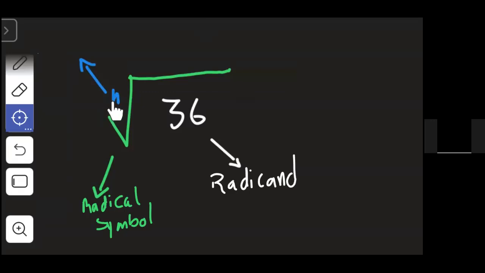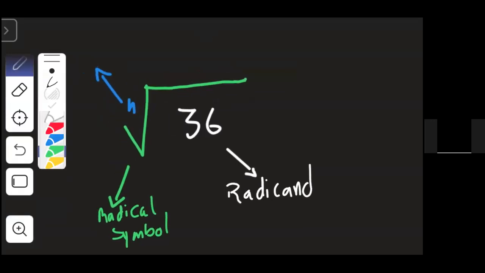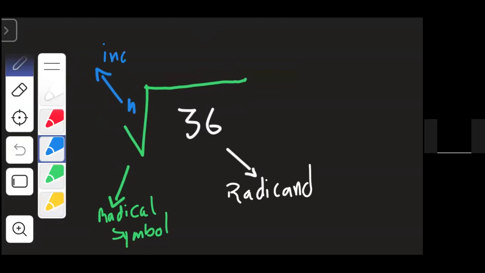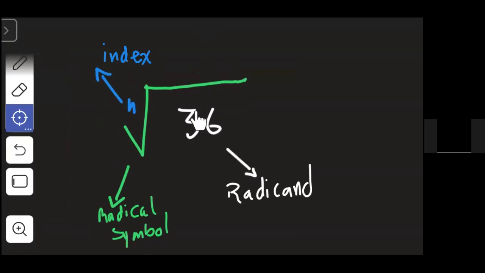And can someone help me? What do we call these little numbers here? This is called the index. I repeat: what is inside of the radical symbol is called the radicand, radicando. This symbol, the green one, is called the radical symbol. And the little number here, similar to the exponent, is called the index because we're talking about roots.